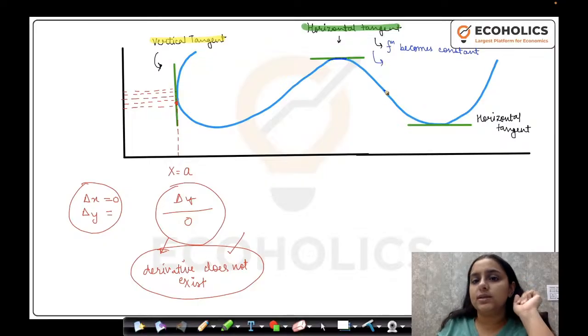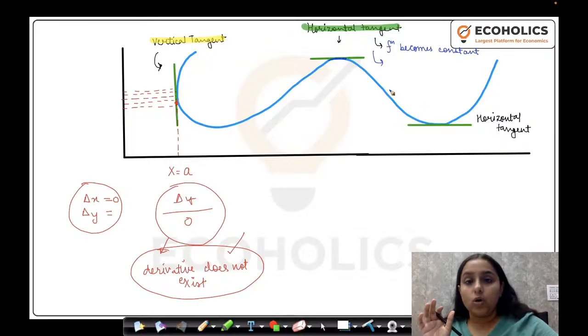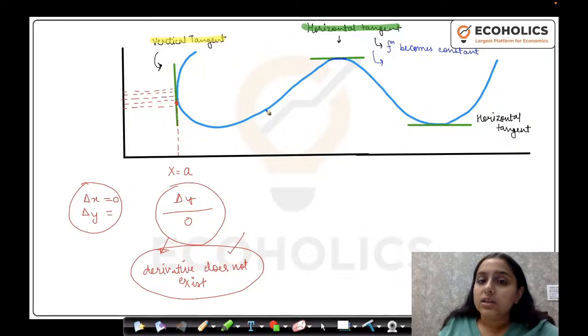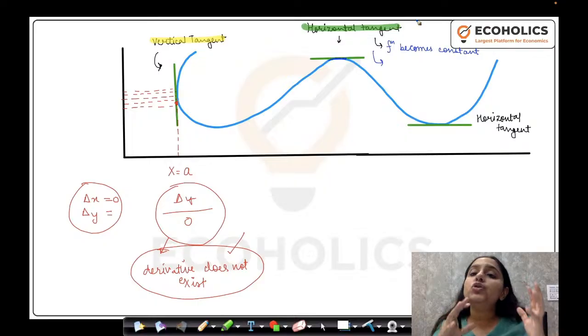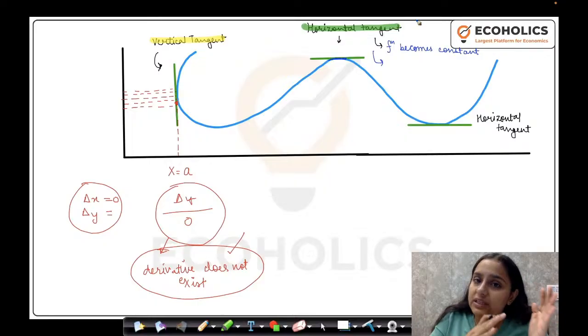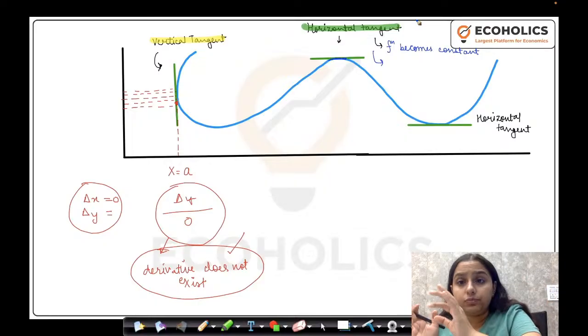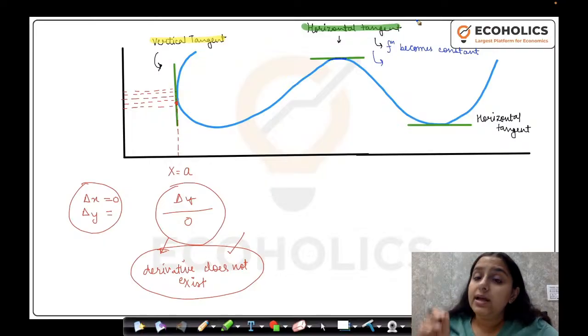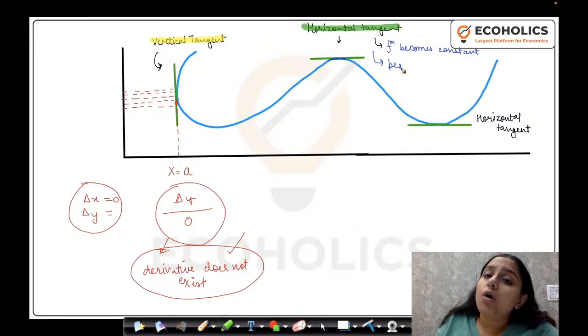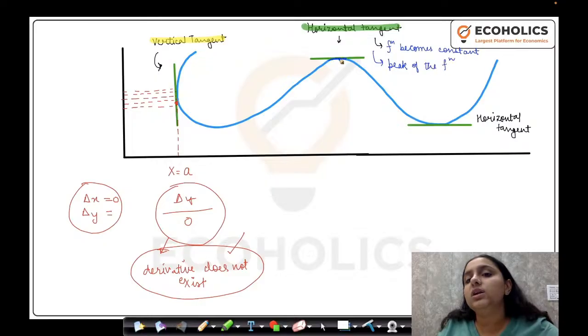Function becomes constant. So whenever a function becomes constant, you can see here, the function was going up, up, up, it became constant and started decreasing. Then it came down, down, down, became constant and started going up. So when function becomes constant, it will go from either increasing to decreasing or decreasing to increasing. And hence, a peak of the function will be achieved. So either the highest peak or the lowest peak.